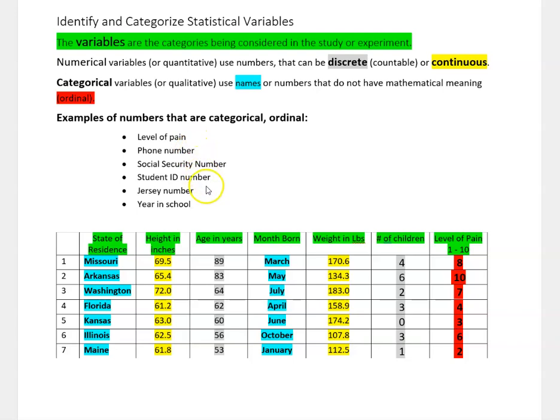Phone numbers, social security numbers, student ID numbers, jersey numbers, their year in school, those are all things we can use to kind of order people from least to greatest or whatever by their phone number, but it doesn't really have any mathematical meaning.